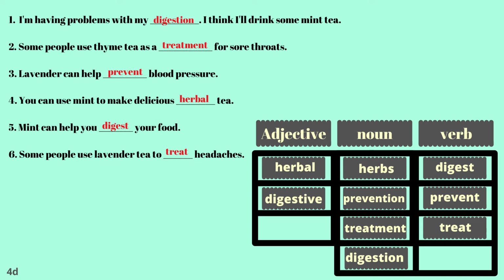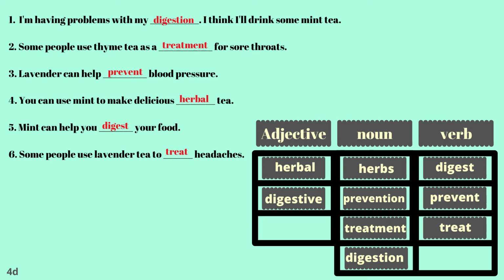So let's go ahead now and look at the answers to those sentences. Number 1, I'm having problems with my digestion. I think I'll drink some mint tea. Number 2, some people use thyme tea as a treatment for sore throats.